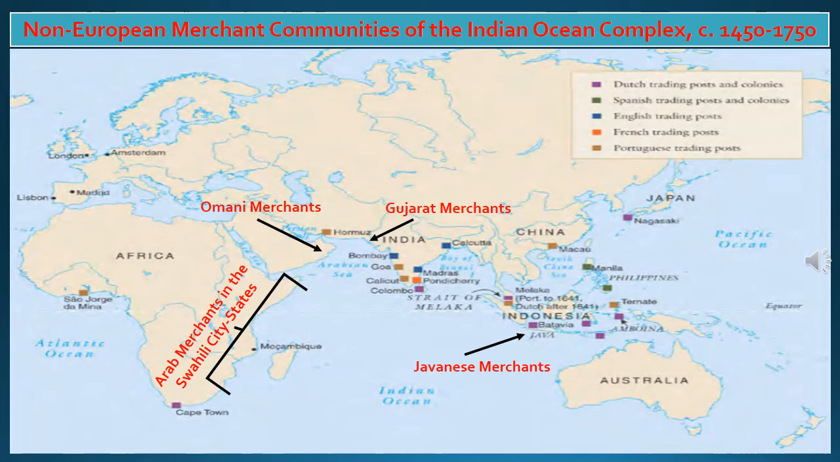In East Africa, in spite of Portuguese arrival, Swahili Arabs continued to play a role in the Indian Ocean complex. Likewise, in South Asia, Omani merchants retained their presence along the coasts of the Persian Gulf and Arabian Sea. Gujarat merchants retained a significant role in the maritime trade of the region, and prior to the Dutch arrival, the Javanese were able to retain their beneficial position in the Indian Ocean complex.